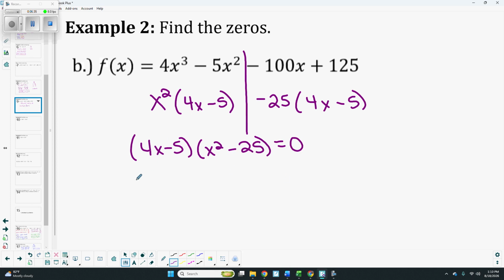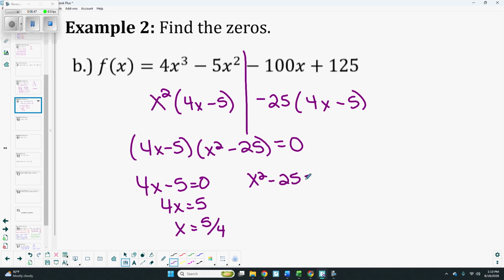So now my factor of 4x minus 5 would be set equal to 0. Add the 5. Divide by the 4. My x squared minus 25 would get set equal to 0. Add the 25 and take the square root. Don't forget to get both the positive and negative answer.